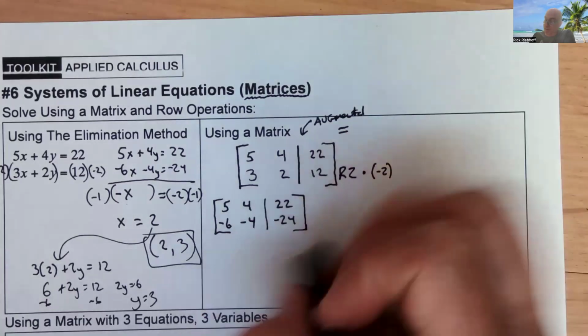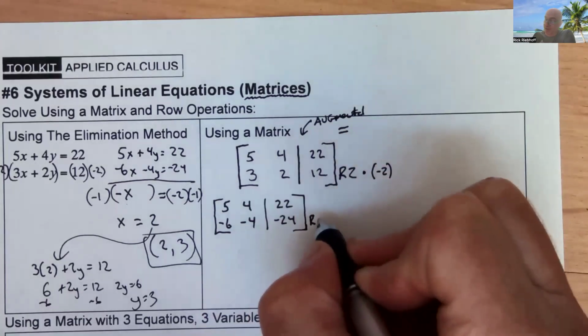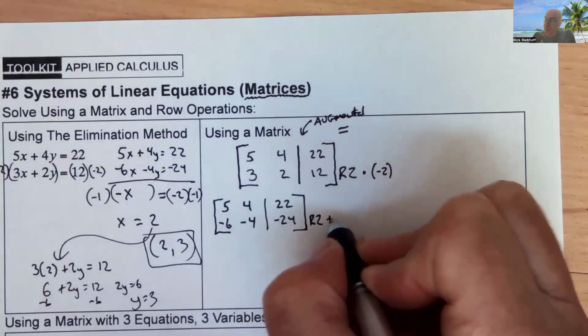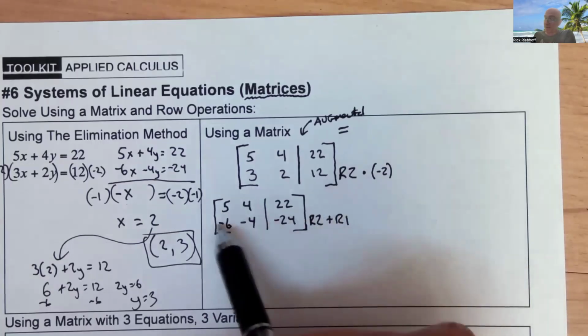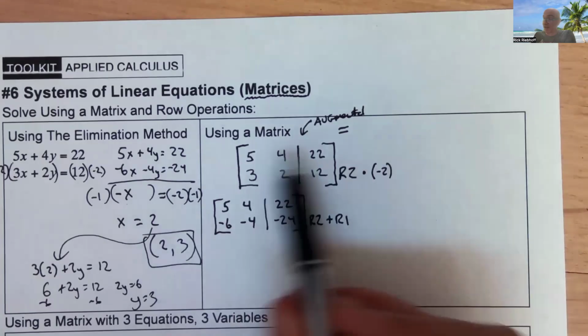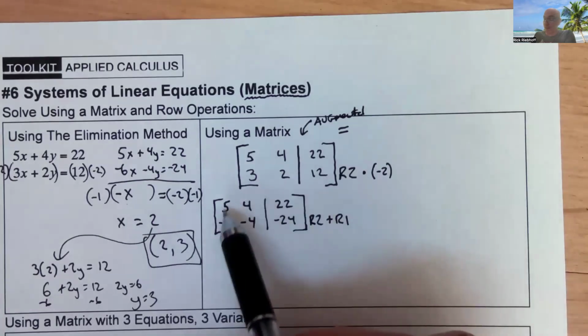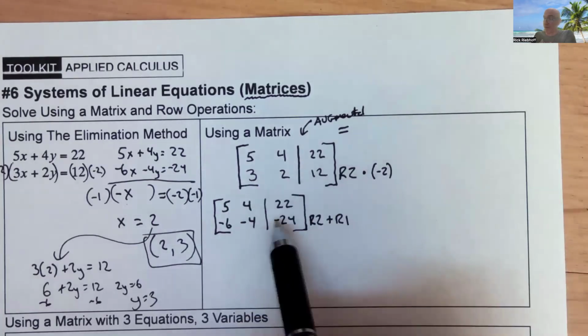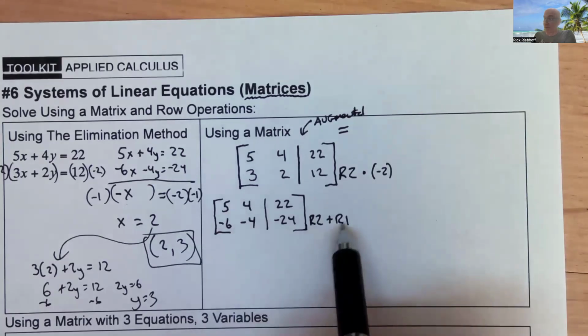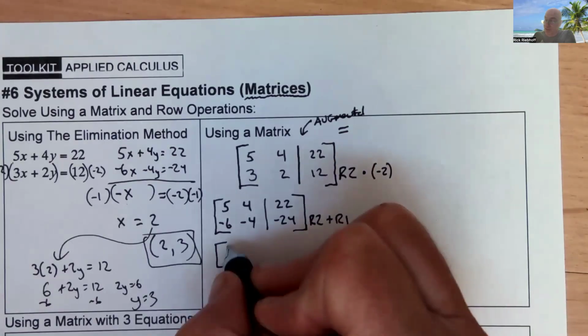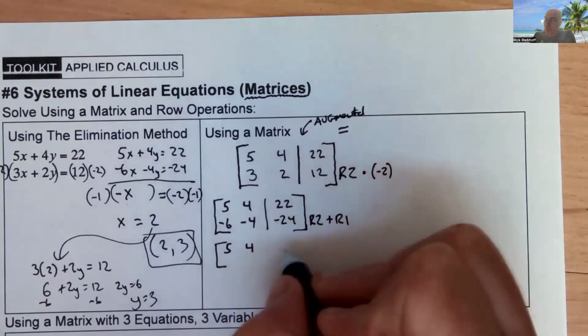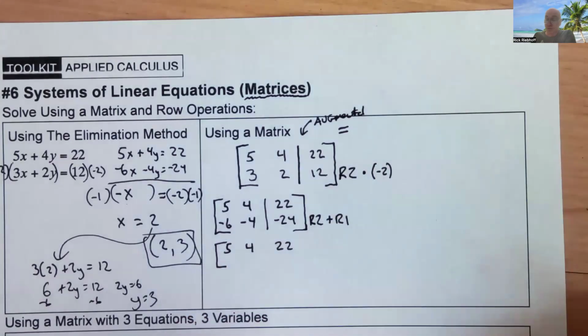All right, next thing I'm going to do is add them together. I'm going to say row two plus row one. And notice when I write something on the side, I'm identifying which one I'm changing. So I didn't write anything on the side here, so it's going to stay the same. I wrote something here, so that one's going to change. I wrote something here, so the bottom one's going to change. So my top one does not change. So 5, 4, 22, those don't change.